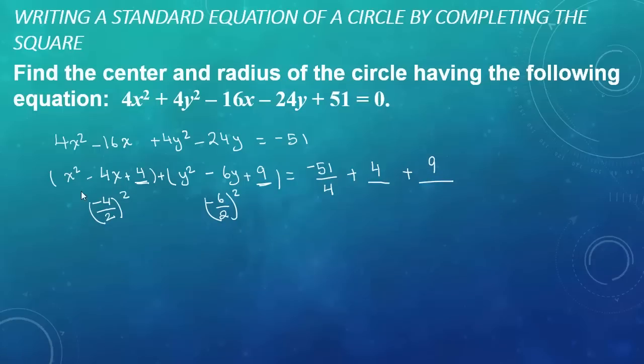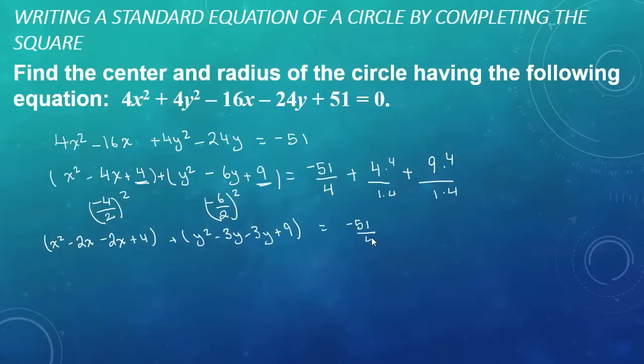Next step is I need to factor these quadratics, and I also want to simplify the right hand side. You need two numbers that multiply to a positive 4 and add to a negative 4, in which case this is x squared minus 2x plus 4. Same thing over here. You need two numbers that multiply to a positive 9 and add to a negative 6, which gives you y squared minus 3y plus 9. On this side over here, in order to add my constants, I need to make sure that my denominator is the same, which means that I need to multiply 4 by 4 and 9 by 4. So I have negative 51 over 4 plus 16 over 4 plus 36 over 4.